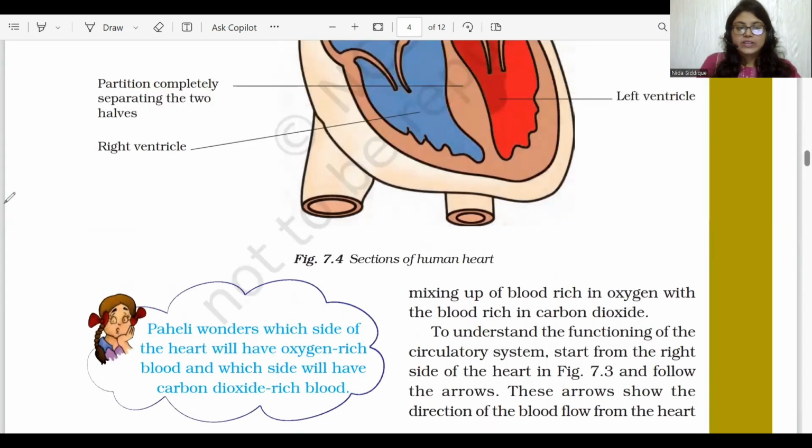Now Paheli is having some interesting questions. Paheli wonders which side of the heart will have oxygen rich blood and which side will have carbon dioxide rich blood. So we have already discussed in the diagram. The side which is having oxygen rich blood is the left side, and the right side will have carbon dioxide rich blood. So now let's move on.